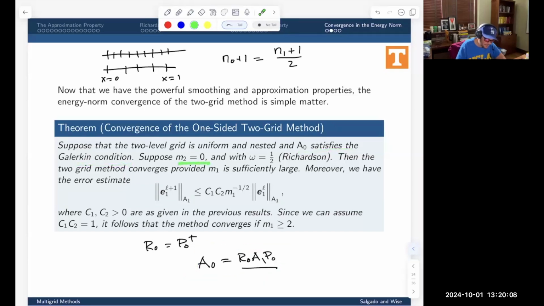Suppose that M2 is equal to 0. I forgot to change this, so this should be corrected to say we're using smoothing here. This is a bit wordy, but I did correct it in the lecture notes. I just forgot to copy that over into the slide. Suppose that M2 is equal to 0. M1 is some positive constant. And we're using a smoother based on the Richardson strategy. In other words, the weighted or damped Jacobi method with omega equals a half. So I'll fix that later. Let me make a note here that that needs to be corrected. As I said, it's corrected in the lecture notes.